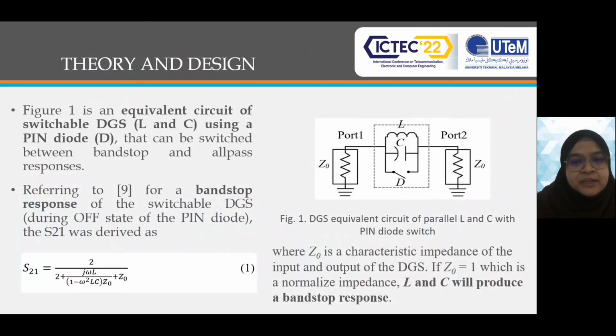Theory and design. Figure 1 is the equivalent circuit of switchable DGS, LNC, using a pin diode that can be switched between bandstop and all-pass responses. Referring to [9], for the bandstop response of the switchable DGS during the off-state of the pin diode, the S21 was derived as equation 1, where Z0 is the characteristic impedance of the input and output of the DGS. If Z equals 1, which is a normalized impedance, LNC will produce a bandstop response. Therefore, the stopband frequency is equation 2.